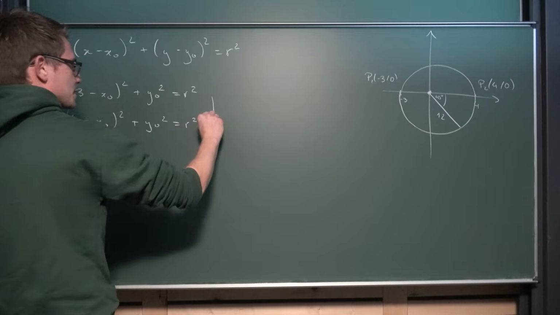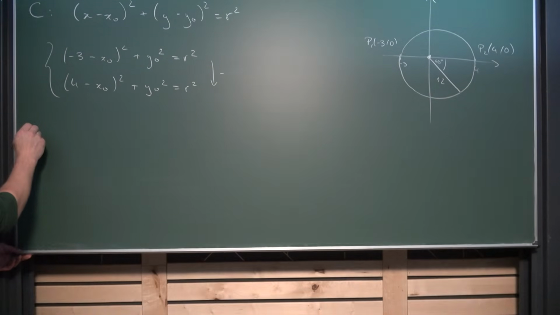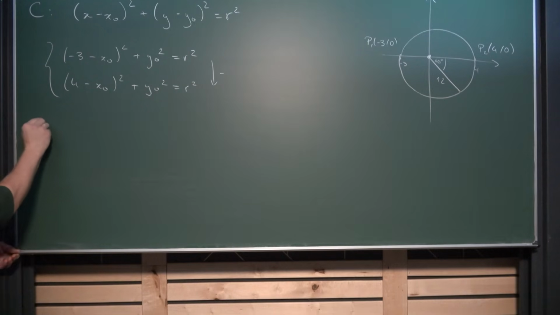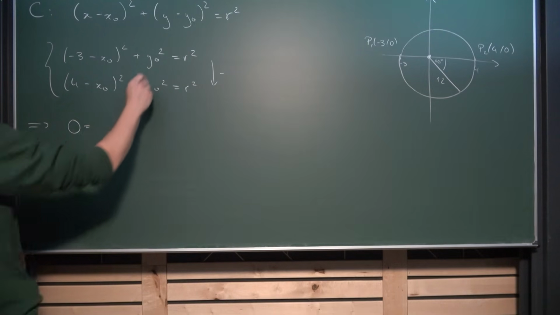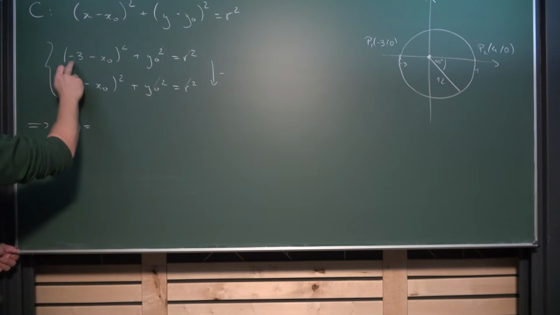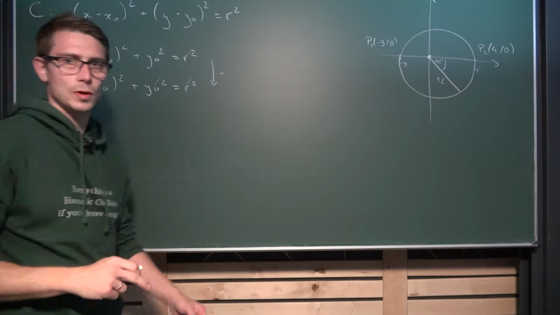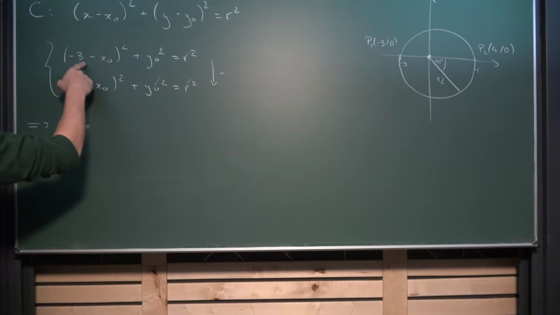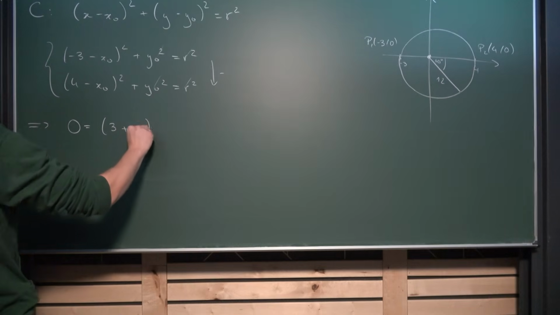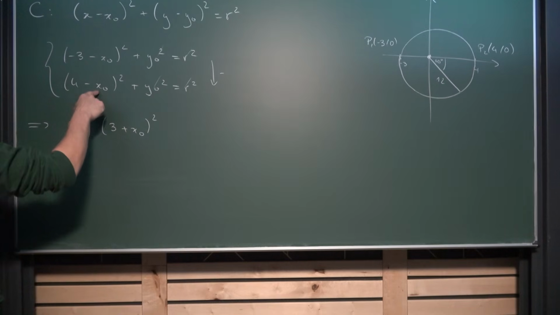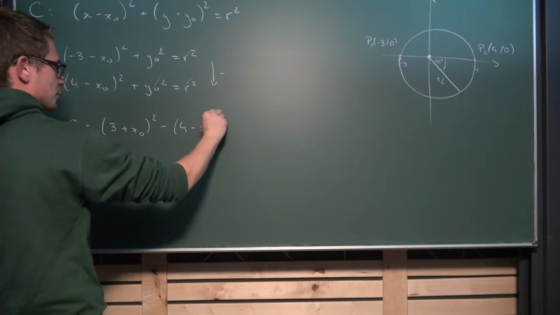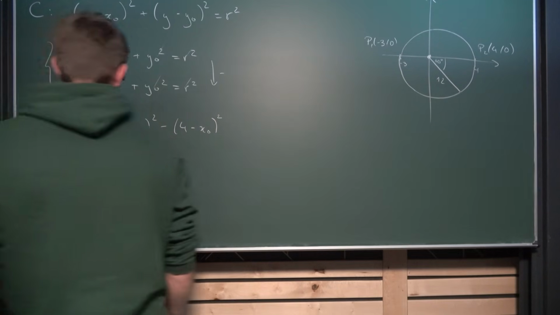If you were to subtract those from one another, that works out nicely, then we get a homogeneous equation. We are going to end up with 0 being equal to, because this and that is going to cancel out, -3 minus x naught squared. Let's make it easy on us. That's the same as 3 plus x naught squared. And then we subtract this from this, minus 4 minus x naught squared.